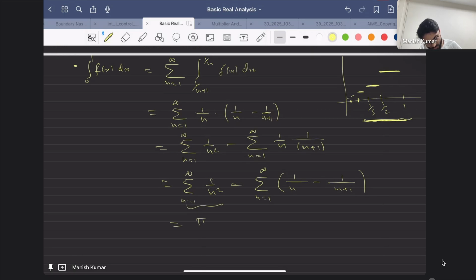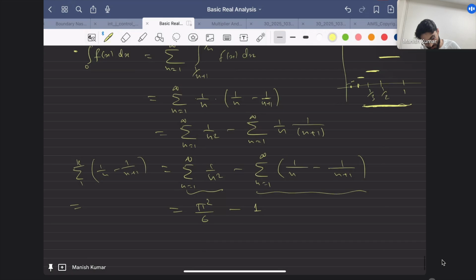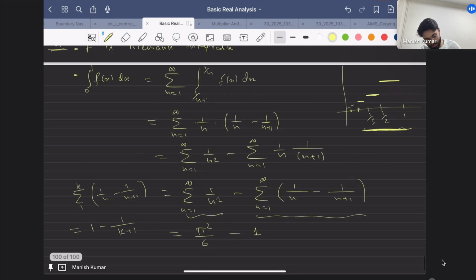And this is a telescopic series, so this value will be 1. You can prove it, I think we have discussed this sometimes. This is 1 by n minus 1 by n plus 1, so this will give you 1 minus 1 by k plus 1, and then take the limit, you will get 1. Okay, so we have found the value of this integral.